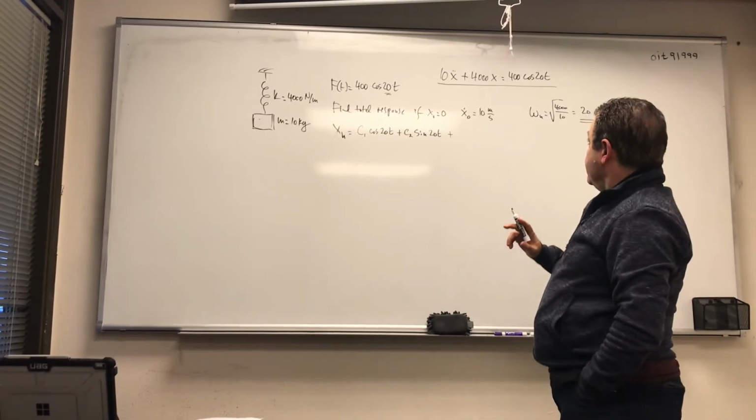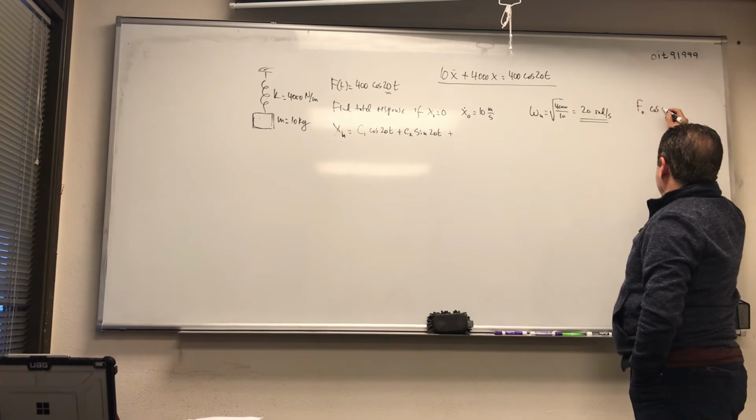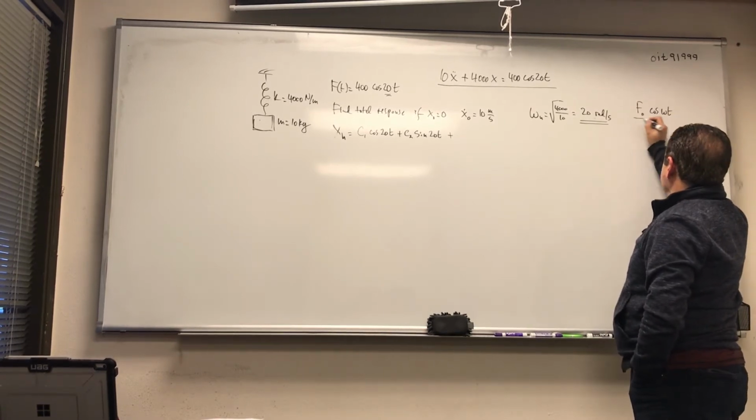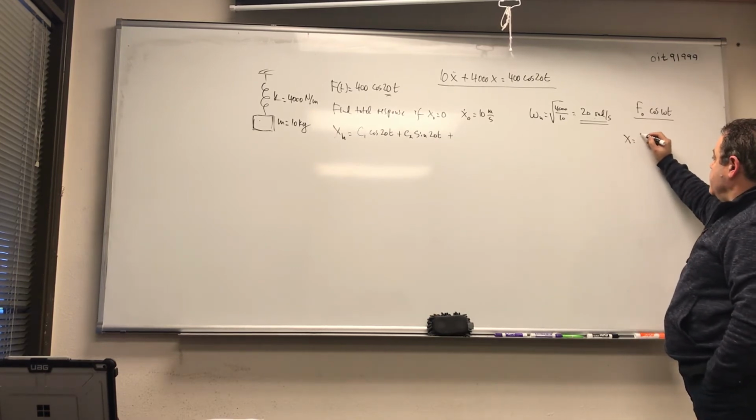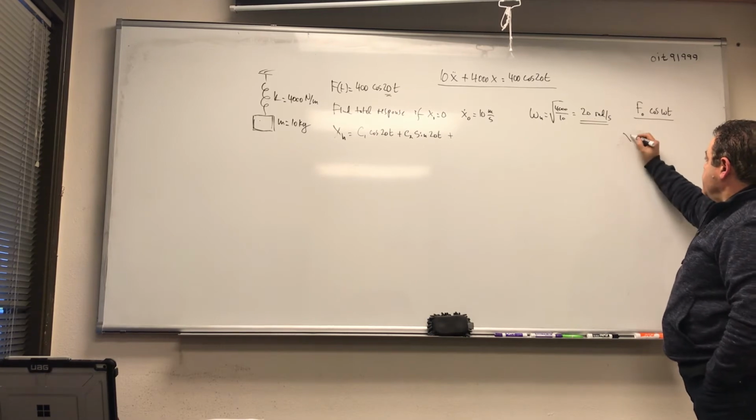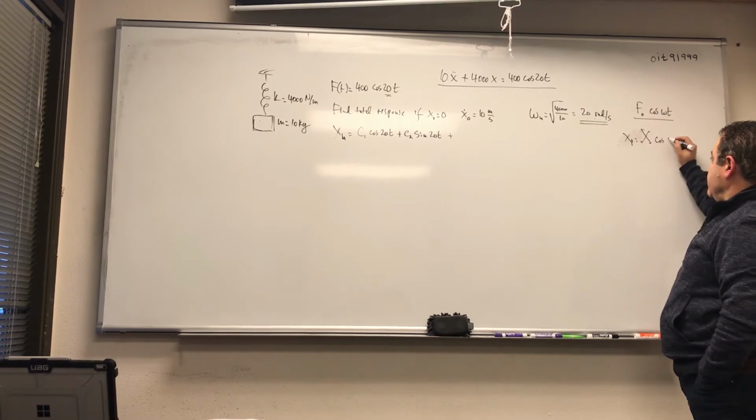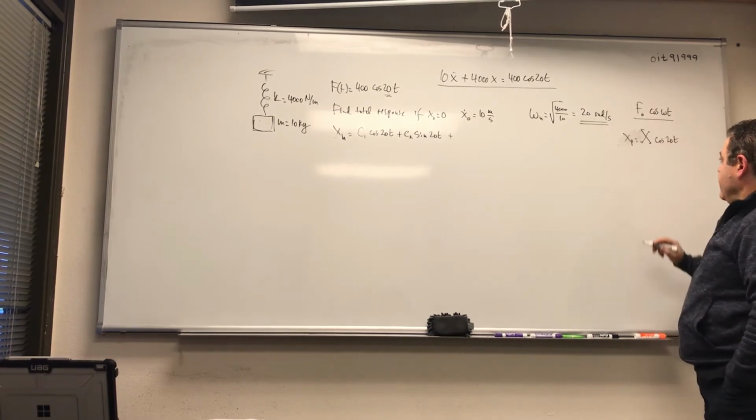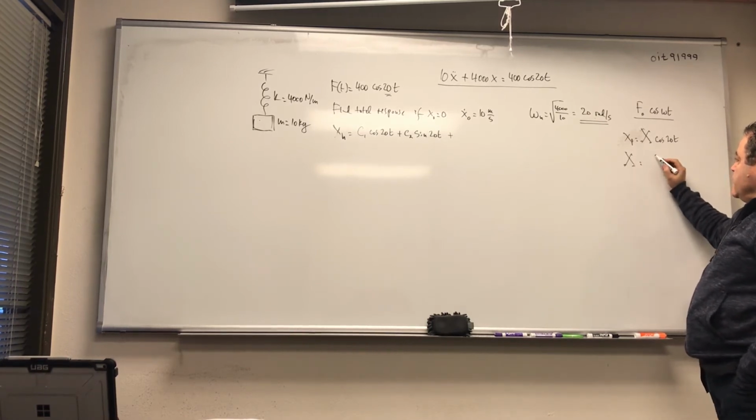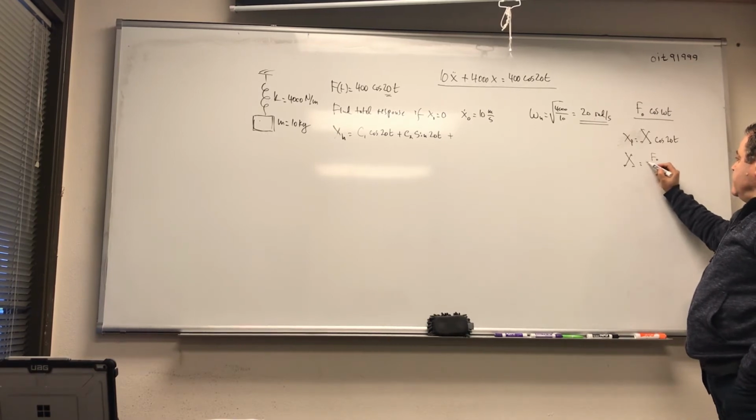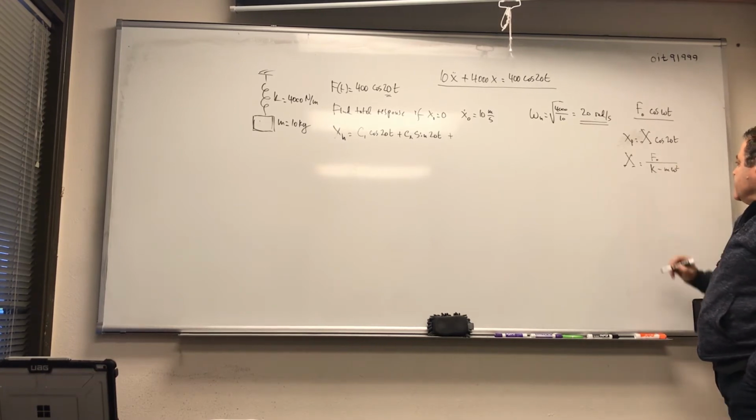I don't know if you guys remember, but when you had F0 cosine omega t, I think the response was in the form of x_p equal to capital X times cosine omega t, which in this case is 20t, right? Where X was equal to F0 over k minus omega squared, something like this, right?